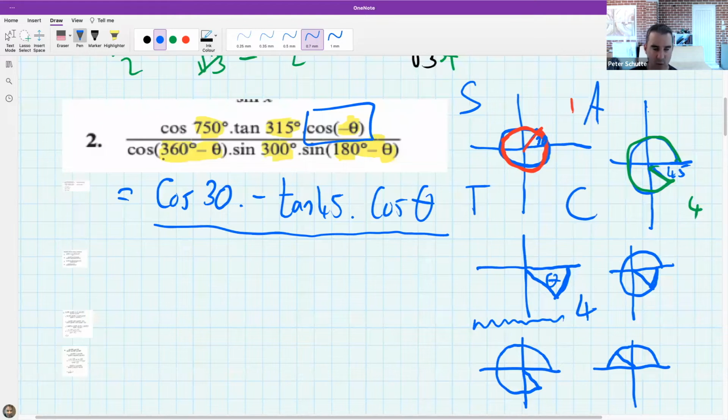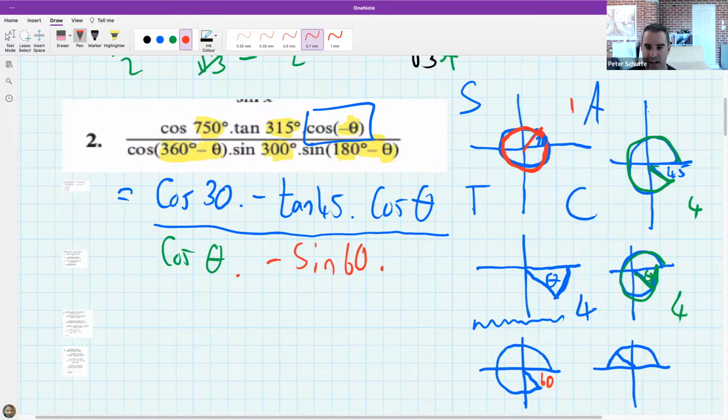Then the second one, 360 minus theta. Now, what's going to happen there? Okay, so you go all the way around 360, and then you go back. And again, it's still just theta away. So for me, it's cos theta because it's in quadrant 4, and it's theta away from the nearest horizontal. And then sine of 300, that's this one here. This is going to be 60 away, so it's negative sine 60. And then sine of 180 minus theta, well, that's in this quadrant, and sine is positive. And so I get sine of theta.